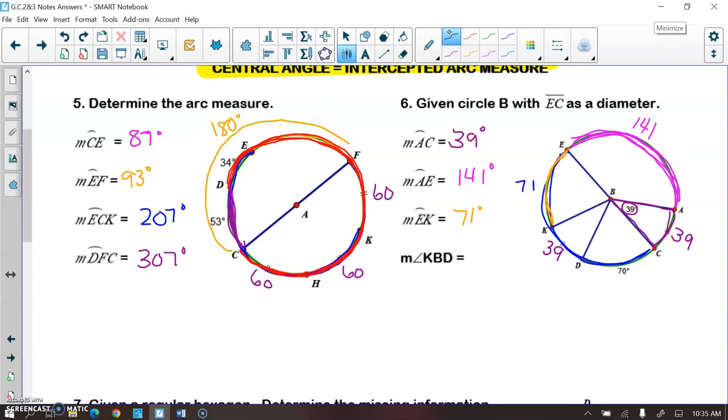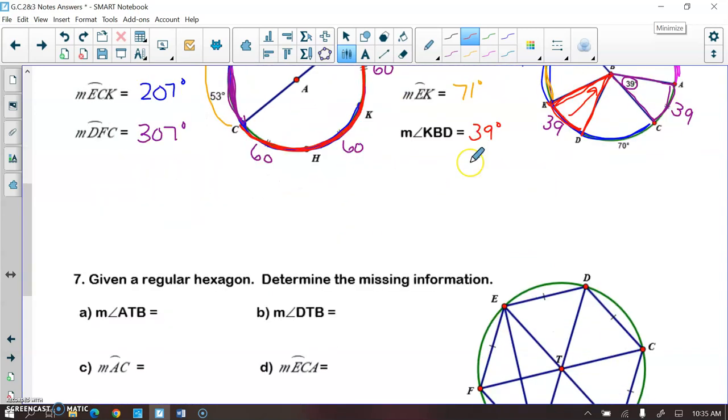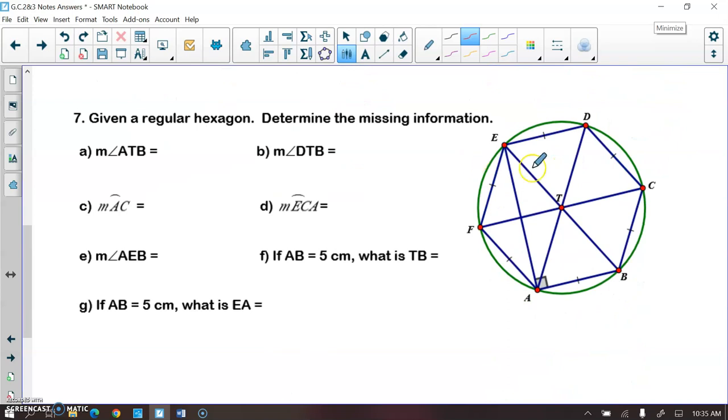And now they're asking for angle KBD, which is a central angle that intersects arc DK. And since arc DK is 39 degrees, that means that angle KBD is 39 degrees. The central angle is equal to the arc that it intersects.